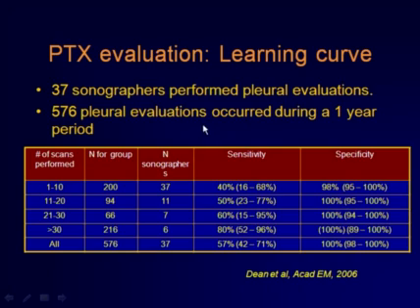We also assessed the learning curve and found that there actually appeared to be one during people's evaluation of the pneumothorax with different amounts of experience. For the first 10 scans, the sensitivity of the test was 40%, and we had an apparently strong linear relationship between the number of scans performed and the sensitivity of the operator. Again, we found that specificity was almost 100% in our series.